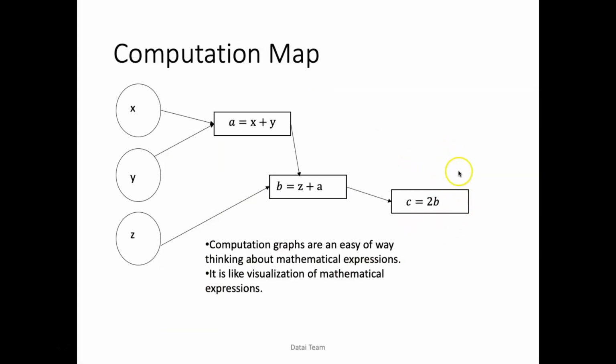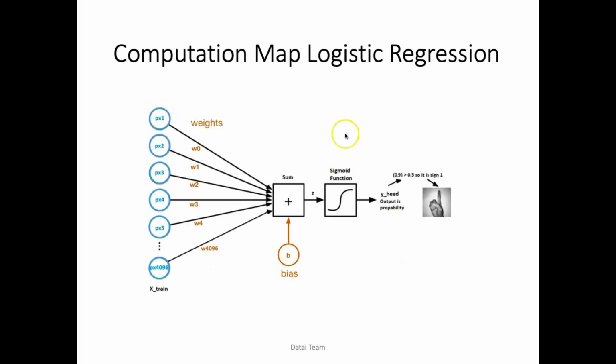We have a computation map here, and we have x, y, and z as our three variables. To get a, we add x and y, then we add z to that a value and get b, and finally we multiply that b variable by 2 to get c as our final output. This is an example of a computation map or a computation graph, and they are an easy way of thinking about mathematical expressions. We are visualizing mathematical expressions so we can understand them better.